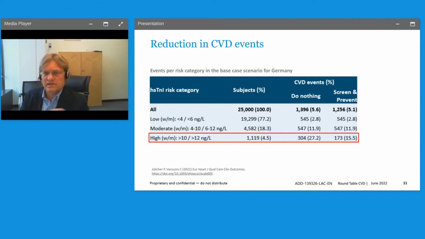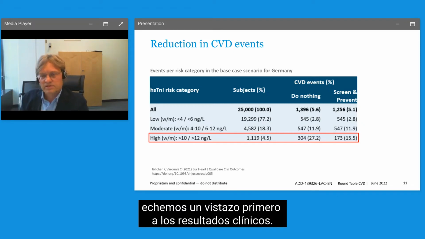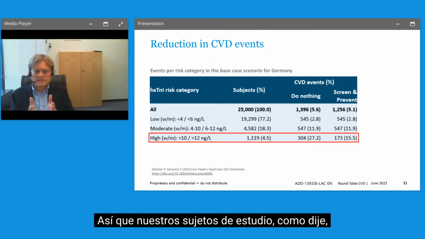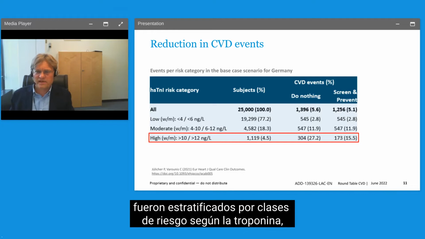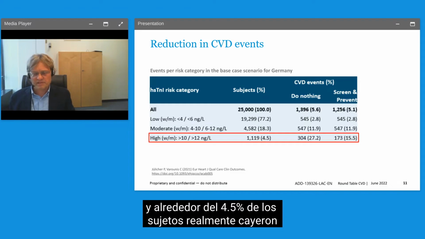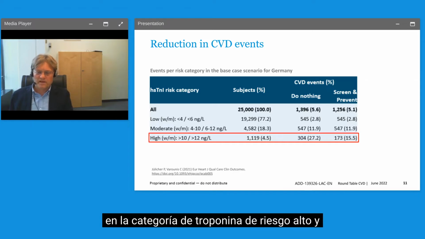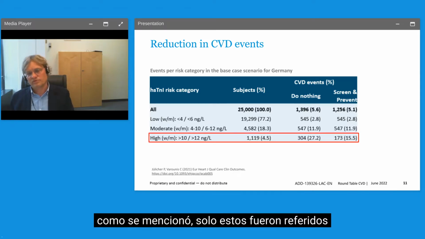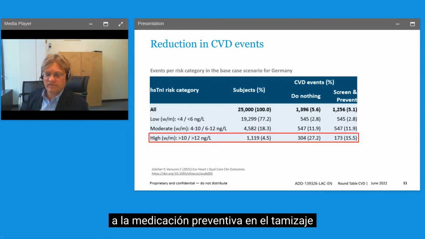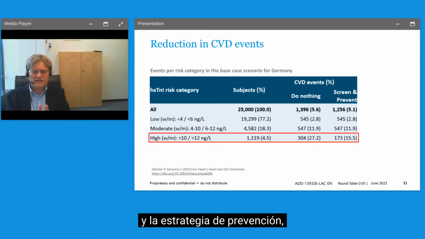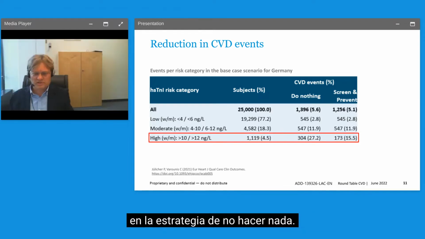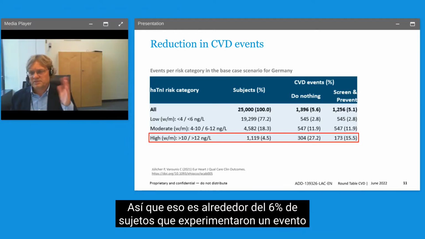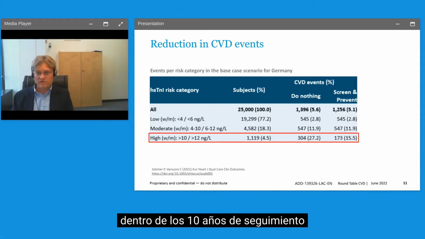Let's talk about the results, and let's look into the clinical results first. So in our study, subjects, as I said, were stratified by troponin risk classes, and about 4.5% of subjects fell into the high-risk troponin category. And as mentioned, only these were referred to preventive medication in the screen and prevent strategy. But let's first check the number of events in the do-nothing strategy. Less than about 6% of subjects experienced an event within 10 years of follow-up.